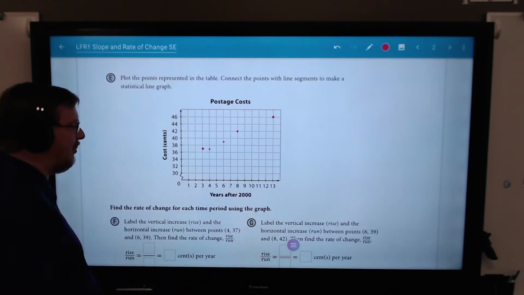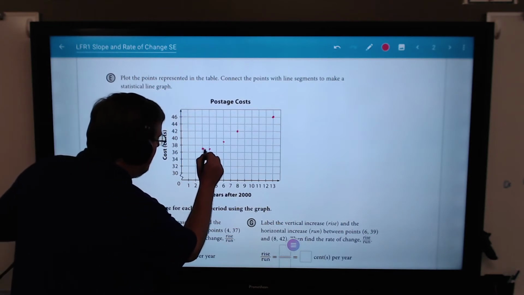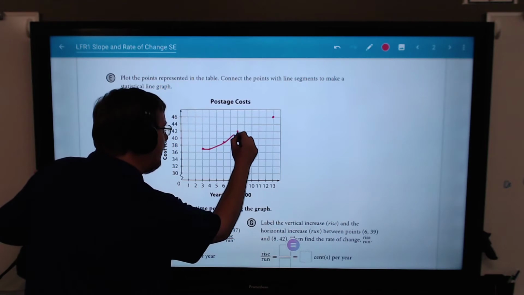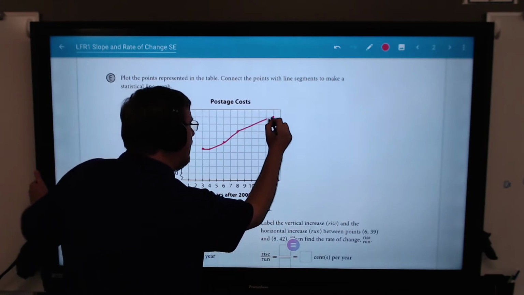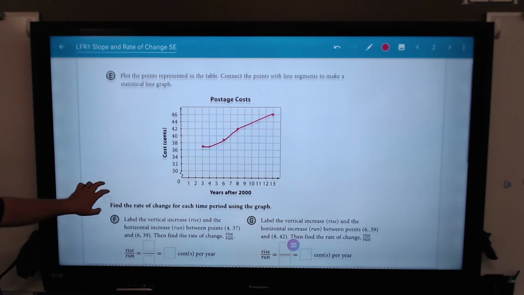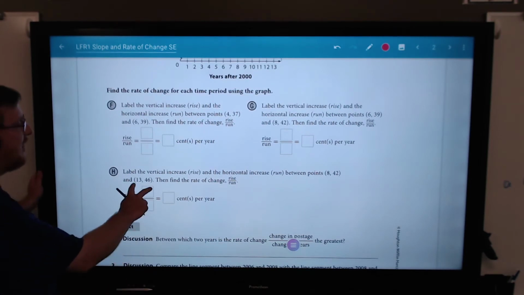So I've labeled my points. I'm going to connect my points with line segments. Okay. Connected my points with line segments. They're not great. They're not perfect, but I do the best I can. Let's do this. Find the rate of change for each time period using the graph. We did that. The rise and the run.